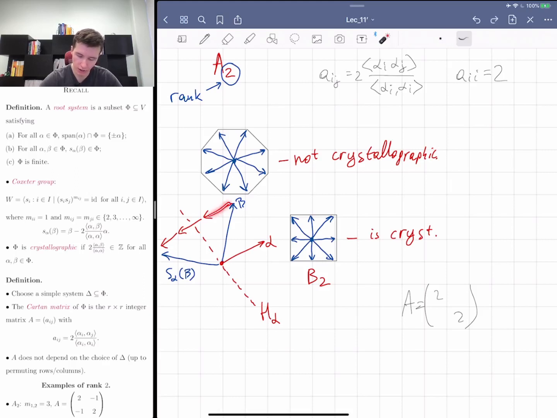from alpha. So the off-diagonal entries are negative, and in this case they're given by -1 and -2. In particular, the Cartan matrix is not always symmetric. This definition is not invariant when you swap i and j.